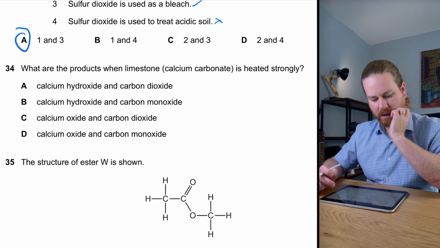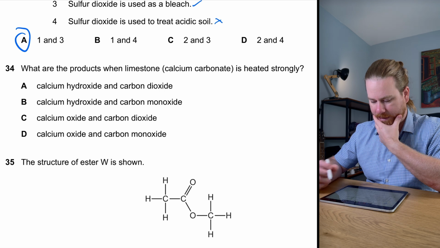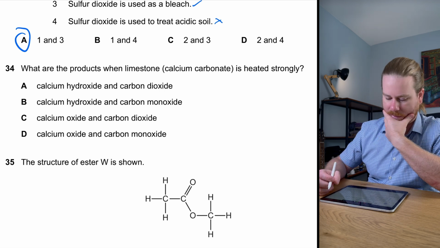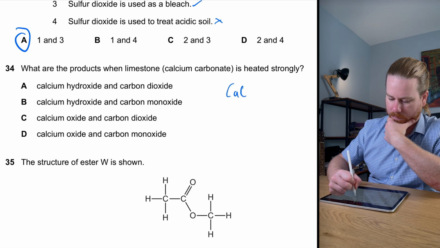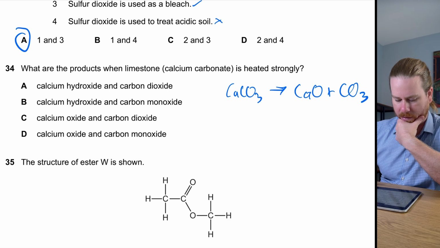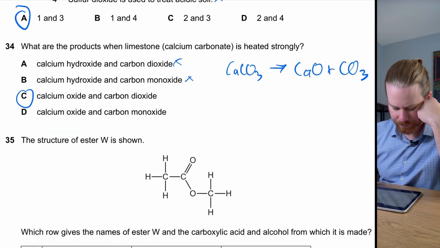Okay, what are the products when limestone is heated strongly? Well, it is going to give us calcium oxide and carbon dioxide. So what do we have? It can't be this or this. It has to be C.